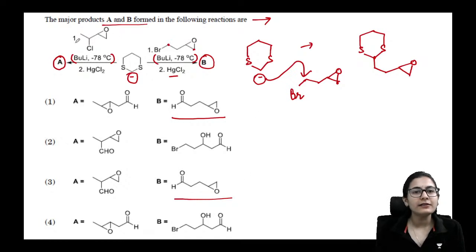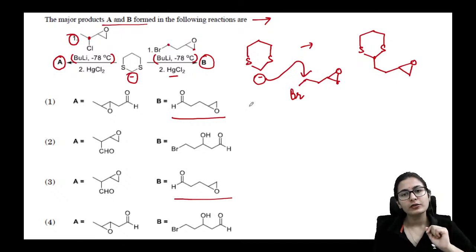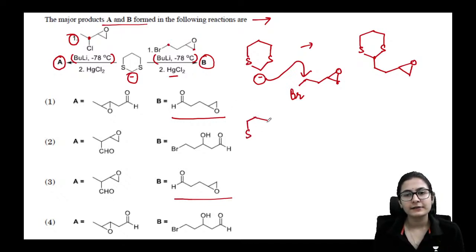Now in the first option, guys, what do we see? The same dithiene is not going to attack over here because this is a secondary chloride. A secondary chloride is a little bit hindered for the SN2 attack. And also there is one more possibility. If the dithiene attacks, let's say directly, it will not attack that because it is a secondary carbon.